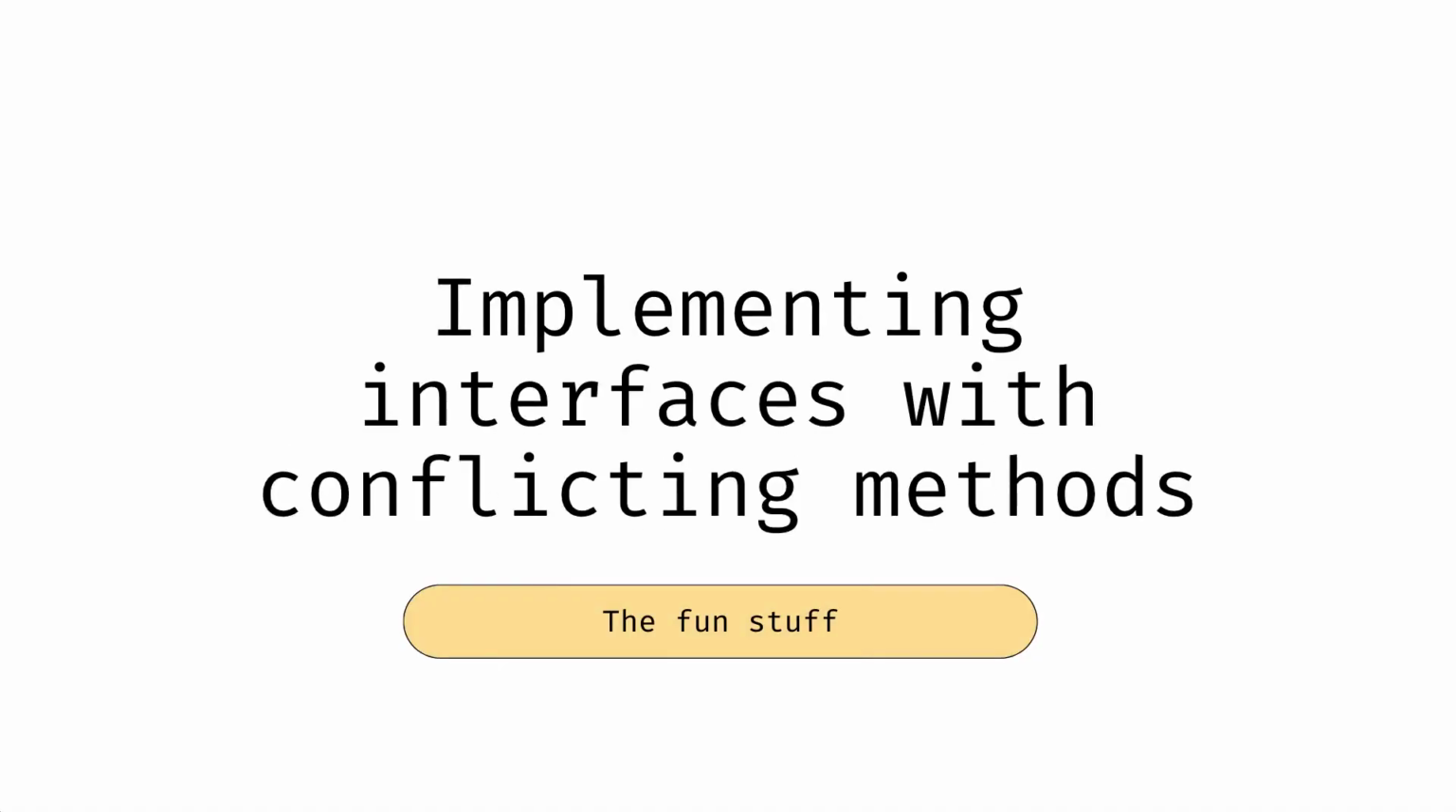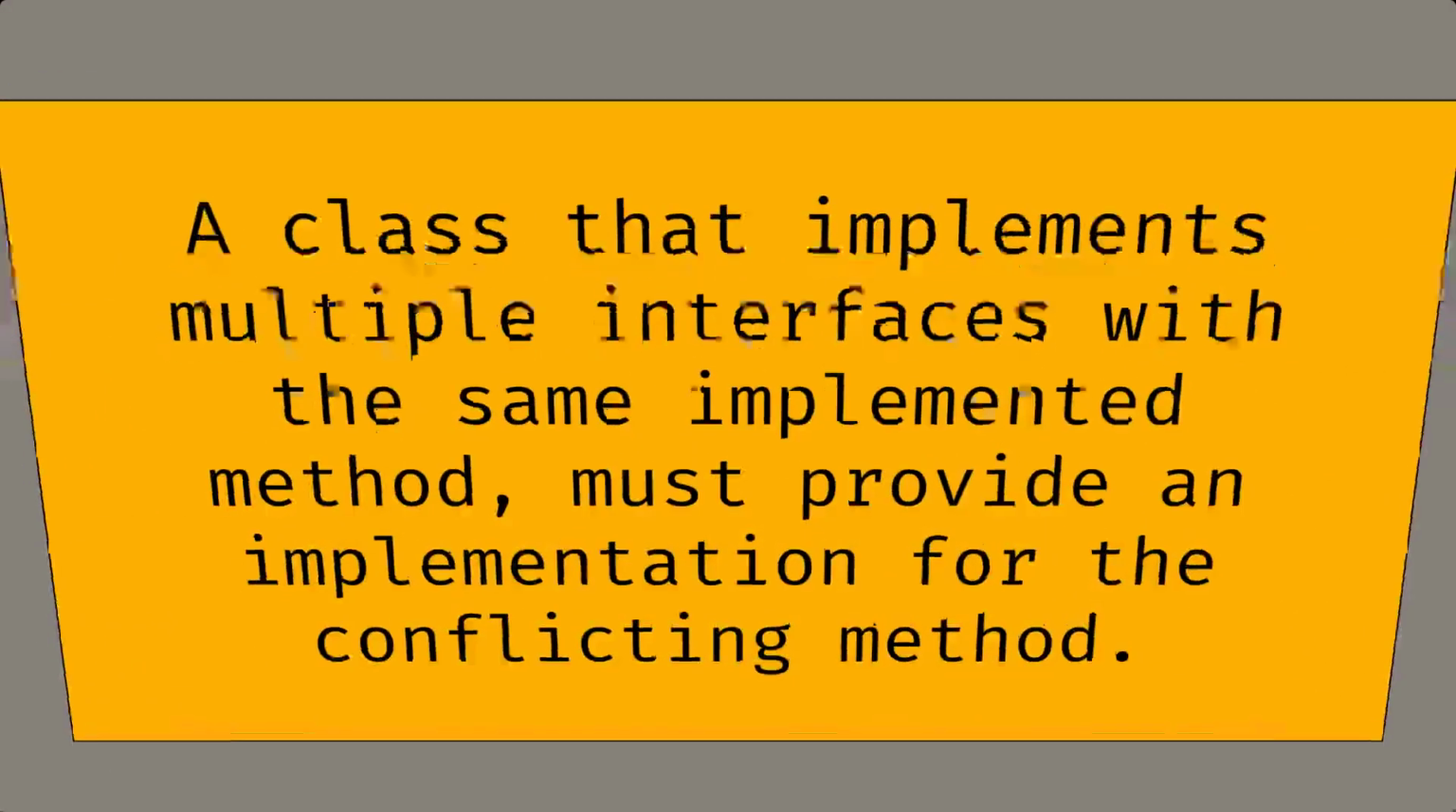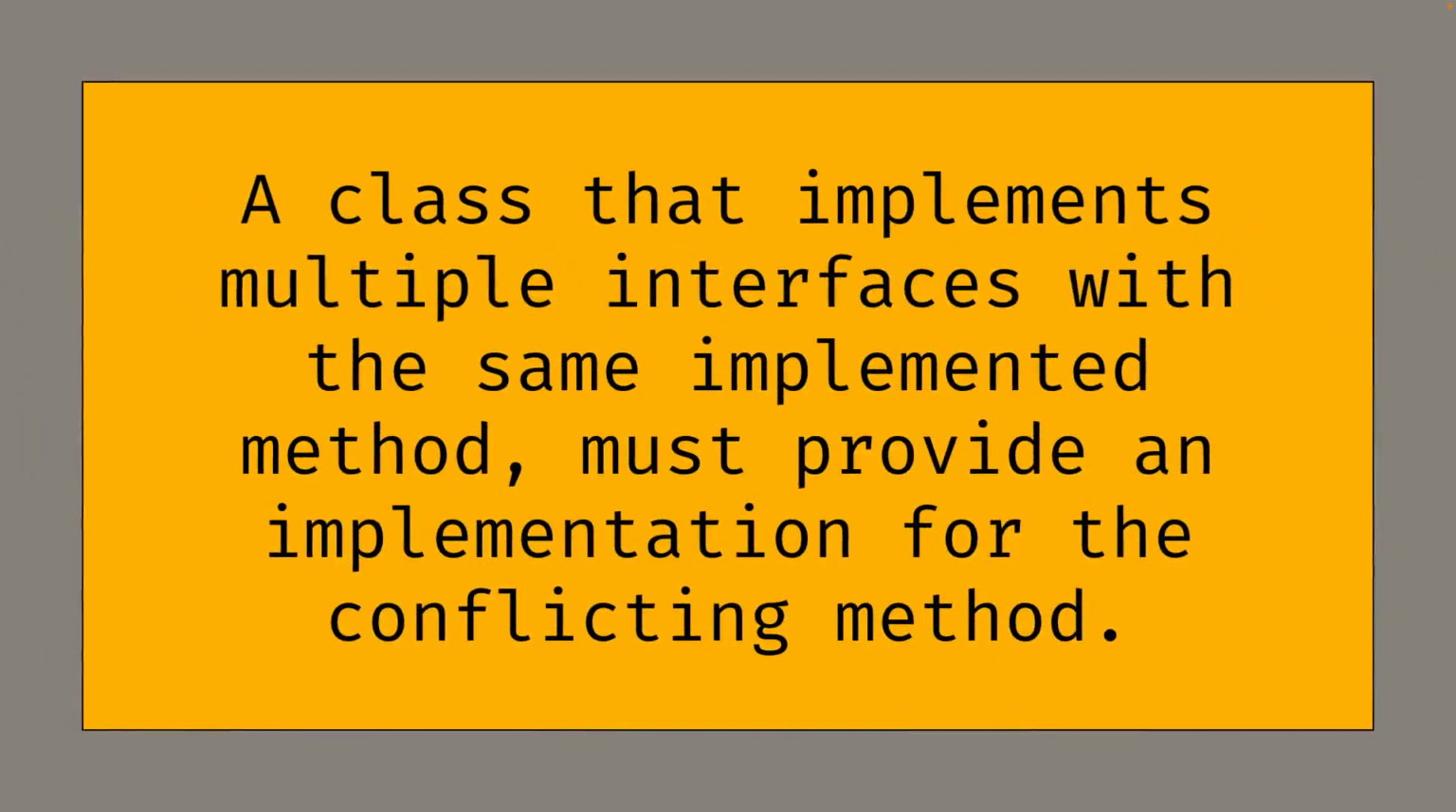Let's talk about some fun, rare cases. Implementing interfaces with conflicting methods. It is possible that when you're implementing multiple interfaces, a class may run into a situation where the methods in the interface have conflicting signatures. In this case, the class must provide an implementation for the conflicting method.